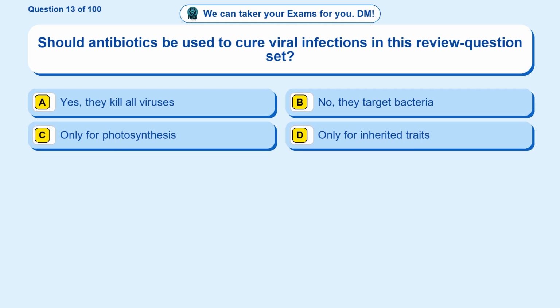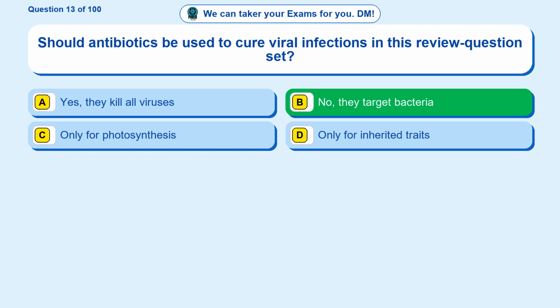Question 13. Should antibiotics be used to cure viral infections in this review question set? Option A. Yes, they kill all viruses. Option B. No, they target bacteria. Option C. Only for photosynthesis. Option D. Only for inherited traits.